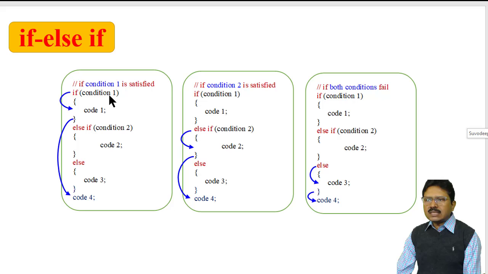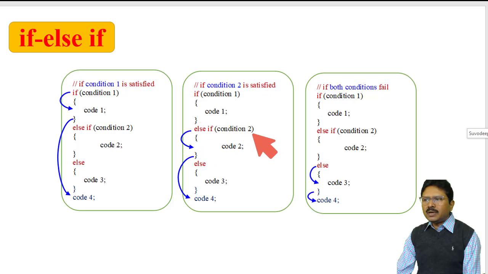Say condition 1 is satisfied, what will happen? The execution will enter into the if block. After this execution, it will directly come out from the if else or else blocks. This is outside the if else combination. This is the free statement that will be executed.